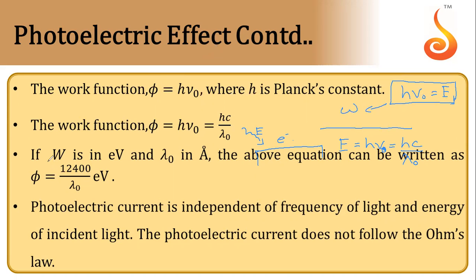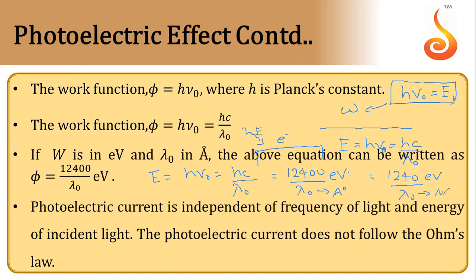Formula of work function: hν0 I can also write as hc/λ0. The product of h into c, Planck's constant and speed of light, is 12,400 divided by λ0 in electron volts. In this one, you have to substitute the value of λ0 in angstrom. If you want to substitute the value of λ0 in nanometer, then you have to use this formula. In this one, you have to substitute the value in nanometer.